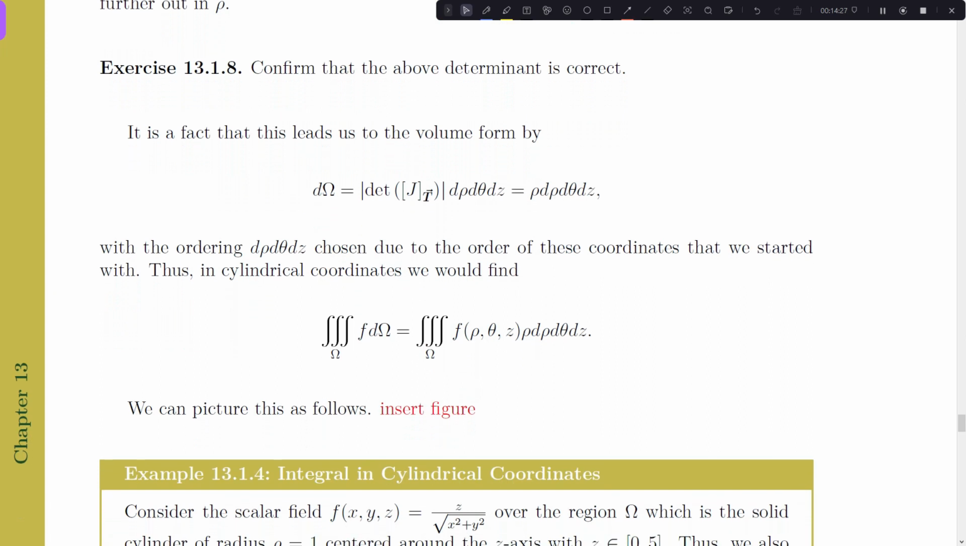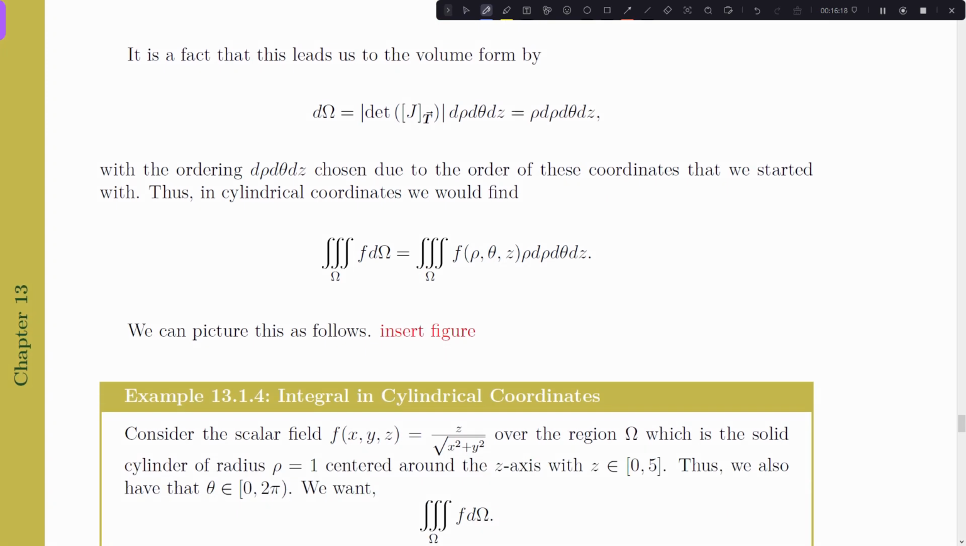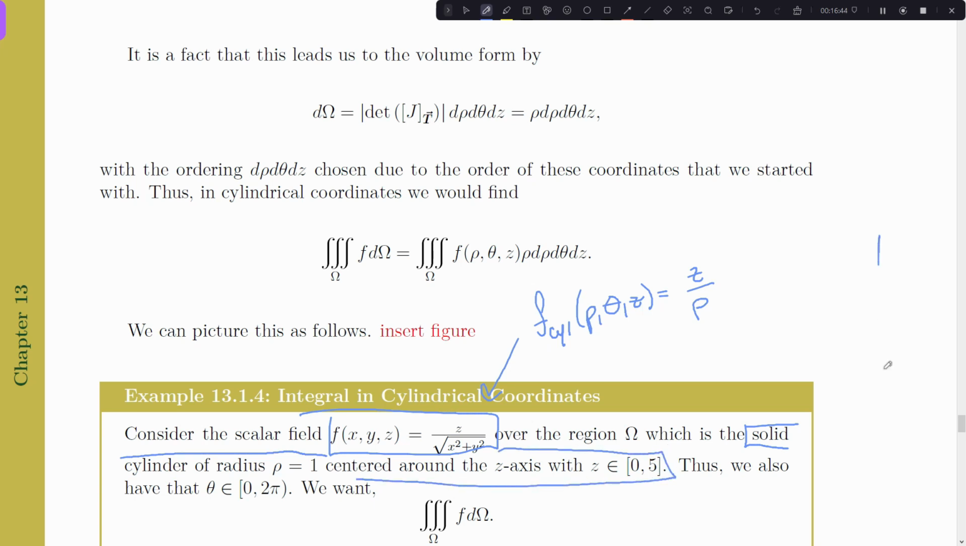All right, so let's actually compute one of these. It's the next example. So this integral, we already talked about how in the last lecture, this f, if we wrote it in cylindrical coordinates as rho theta z, can be rewritten as z over rho, and that's very useful. And then if we think about this region that it's describing, the solid cylinder of radius 1, z-axis, and z from 0 to 5, let's just draw that out so we have a good idea of what we're actually calculating here.